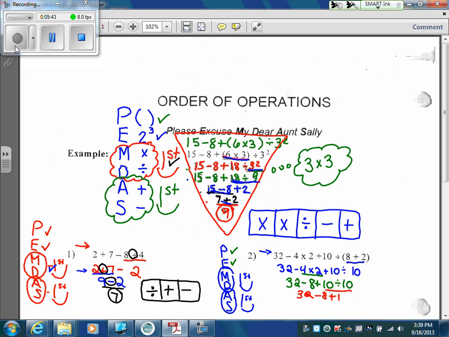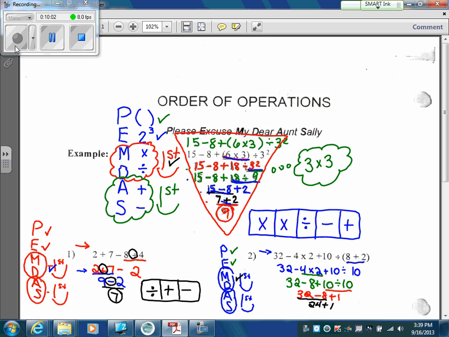Okay, I'm still on multiply, divide. Scan left to right. Do I see any more multiply, divide? No, I'm done. Add, subtract, whichever one I see first. Scan left to right. I see subtraction first. 32 minus 8 is 24.